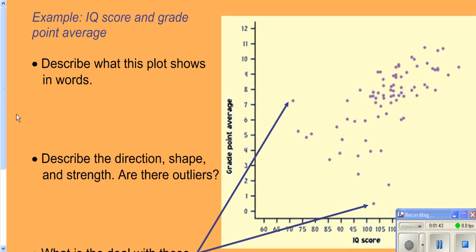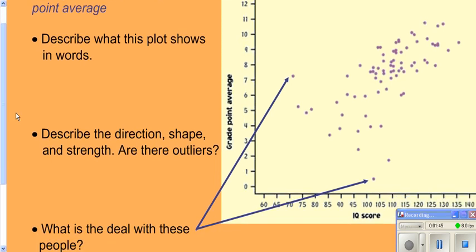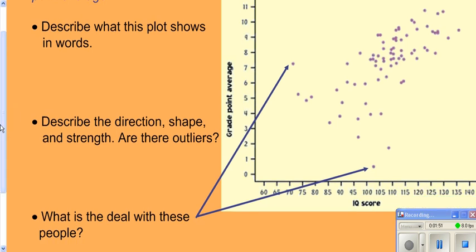Now, let's take a look over here. Here we're looking at IQ scores versus grade point average. I would say the overall strength, direction, and shape is linear. Is it a strong linear relationship? No. But is it linear? Yes. As you go to the right, there's a definite pattern.